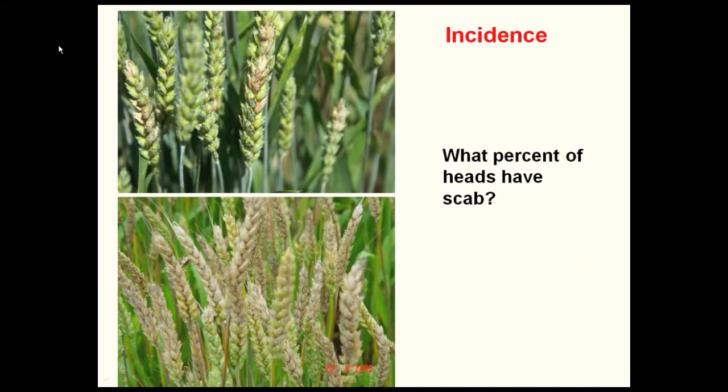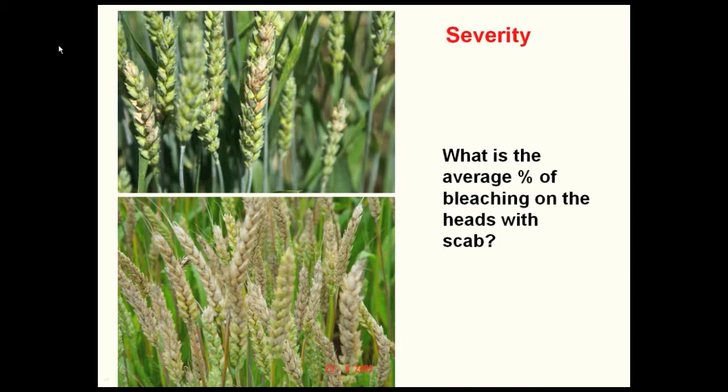So let me explain that. Incidence: what percent of heads have any scab? Let's say I have 10 heads here, and maybe 4 of them have any scab, so I've got 40% incidence. Down here, it looks to me like every head has some scab, so that's 100% incidence. That would be what percent of my heads have any scab. Severity: what's the average amount or percent of bleaching of a head? Up here, maybe 20%, something like that in these 10 heads. Down here, maybe more like 80, 90% of the whole head is bleached.